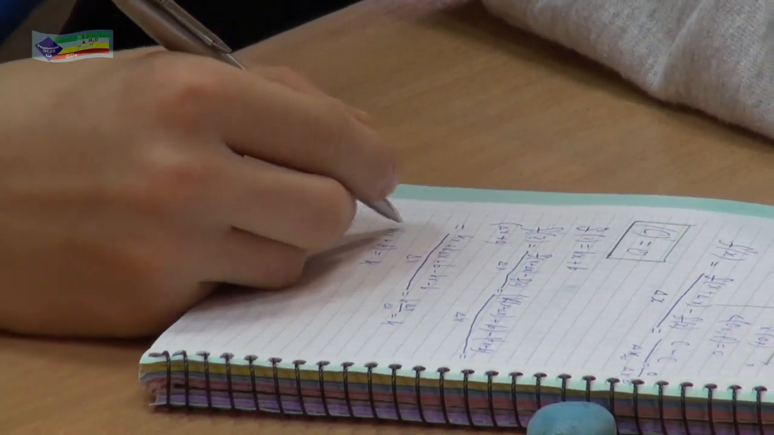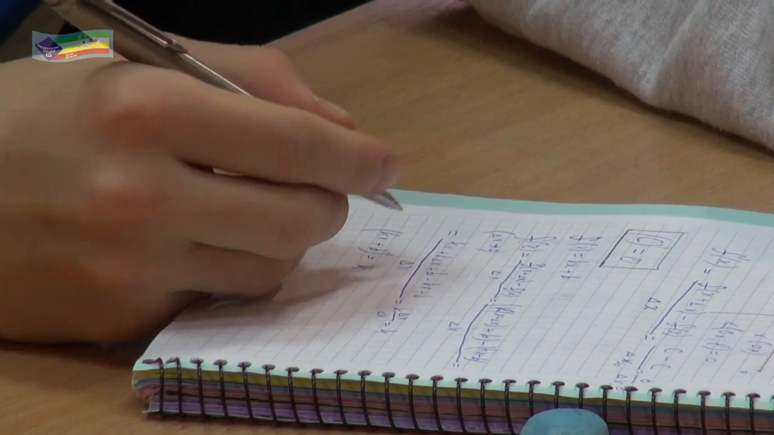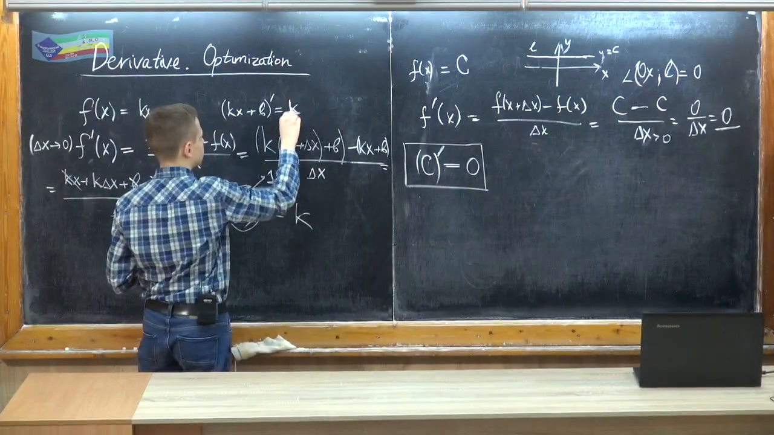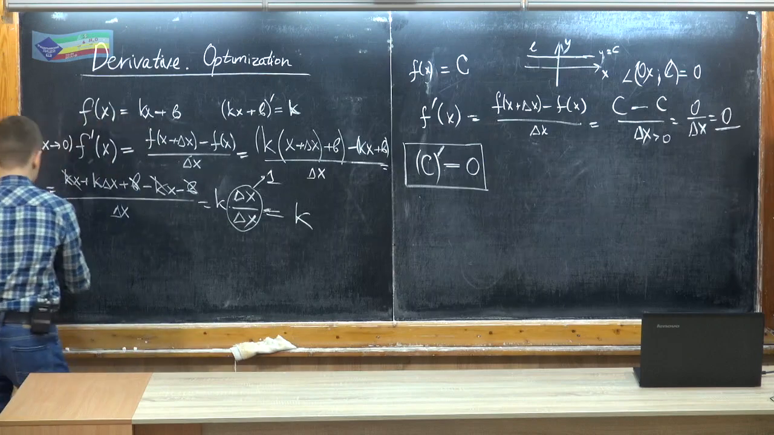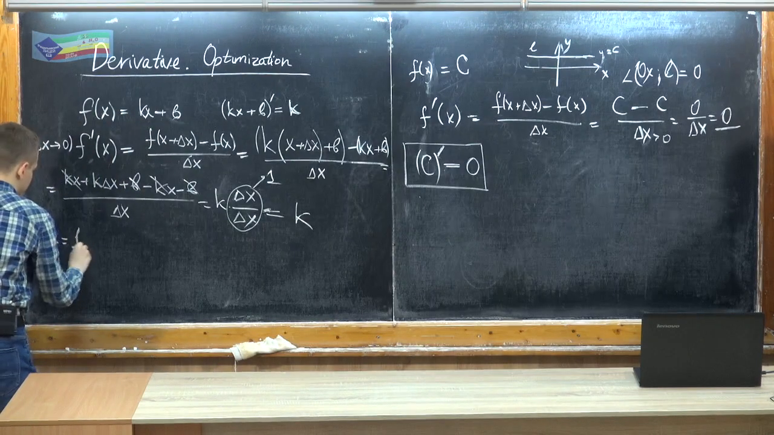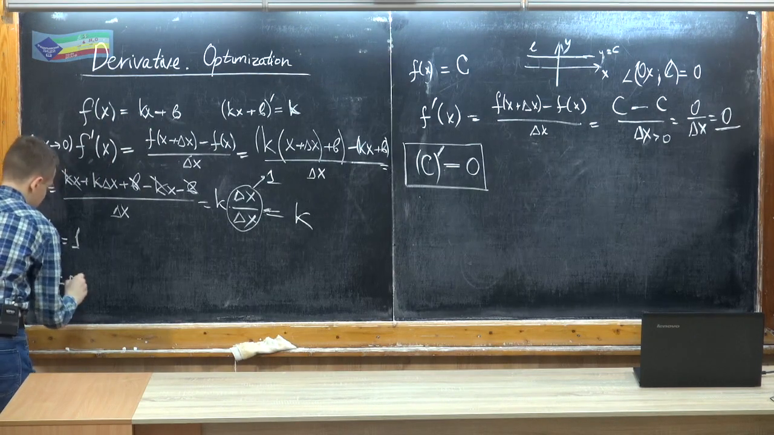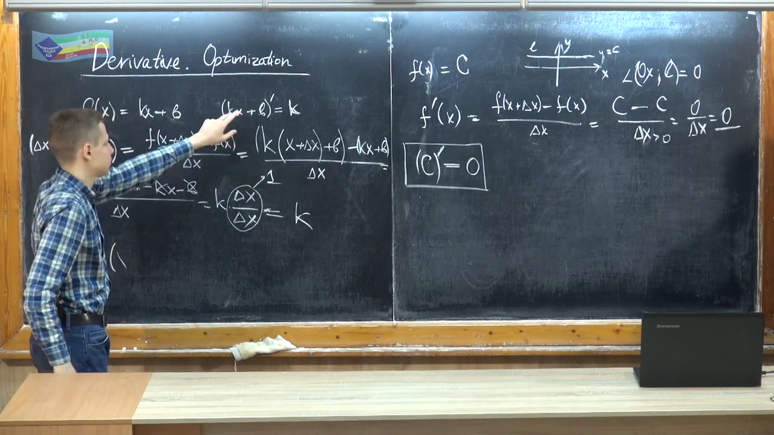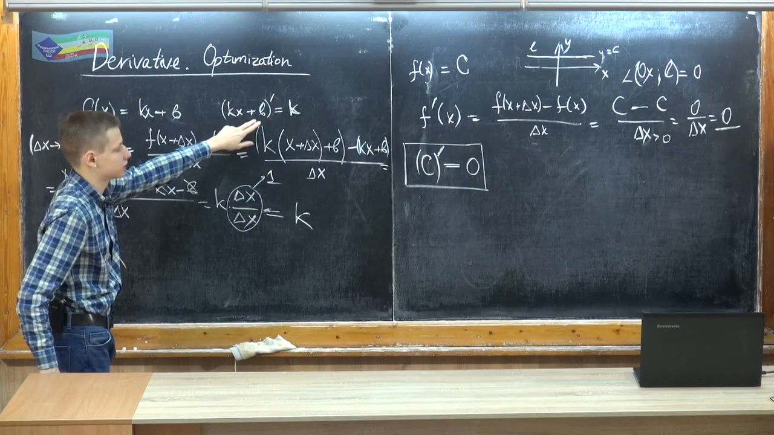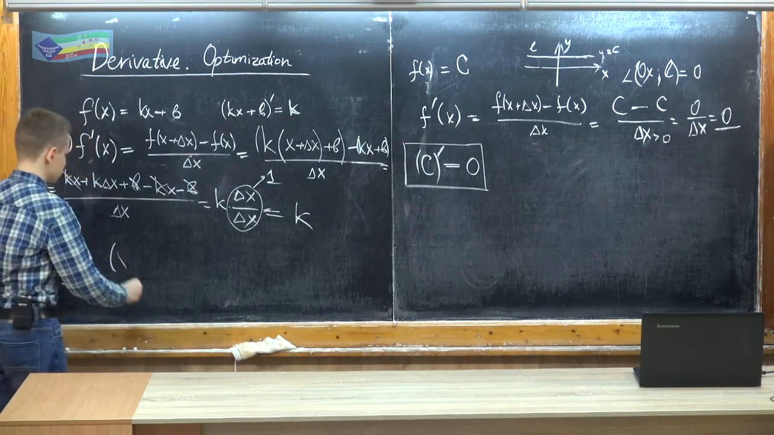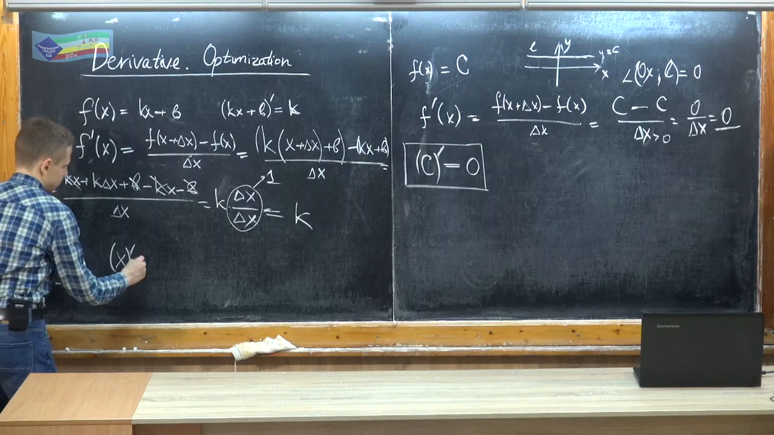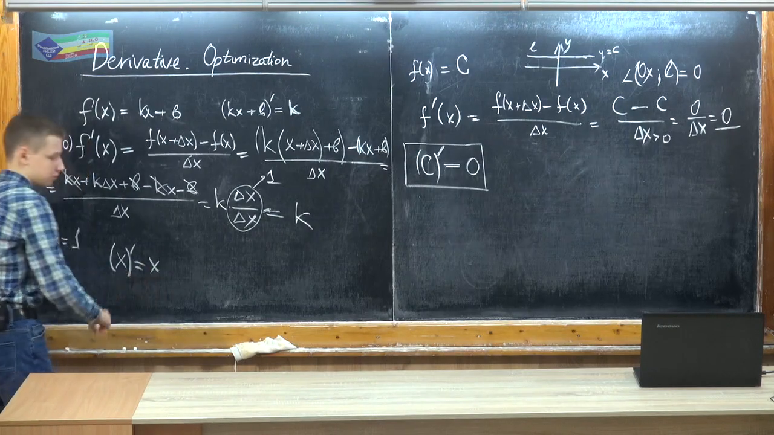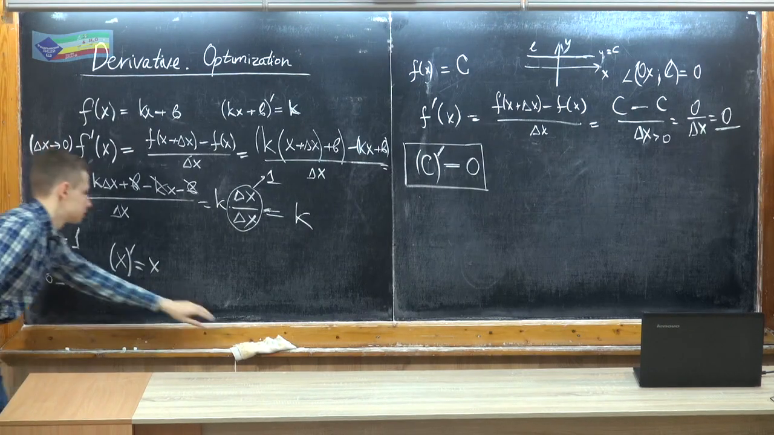And here's one more basic fact: if we substitute now k equal to 1 and b equal to 0, then we will get 1 multiplied by x plus 0, just x. So the derivative of x is equal to x. Oh, sorry, 1.